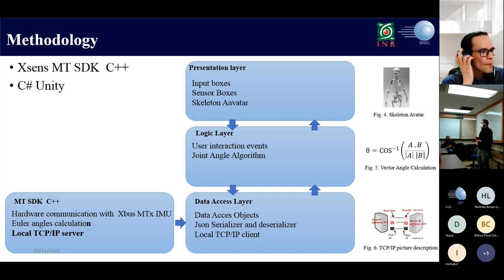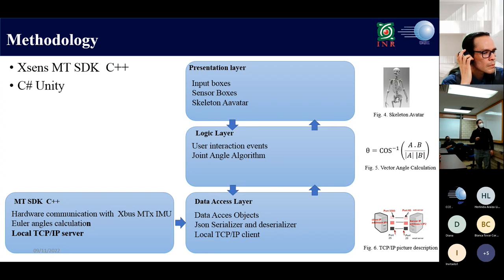This is our proposal for the development of our application. It's a three-layer software application. In the first layer, on the left from my side, you can see three boxes. These are the three layers that run in Unity. And we have an outside layer that is being developed in C++.